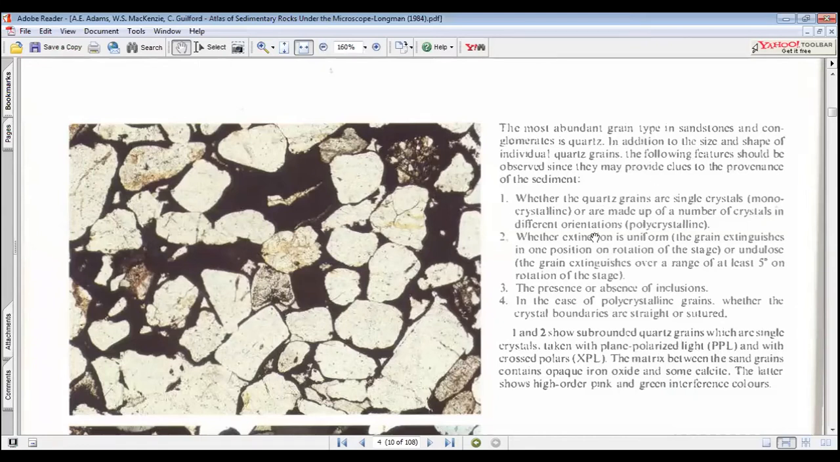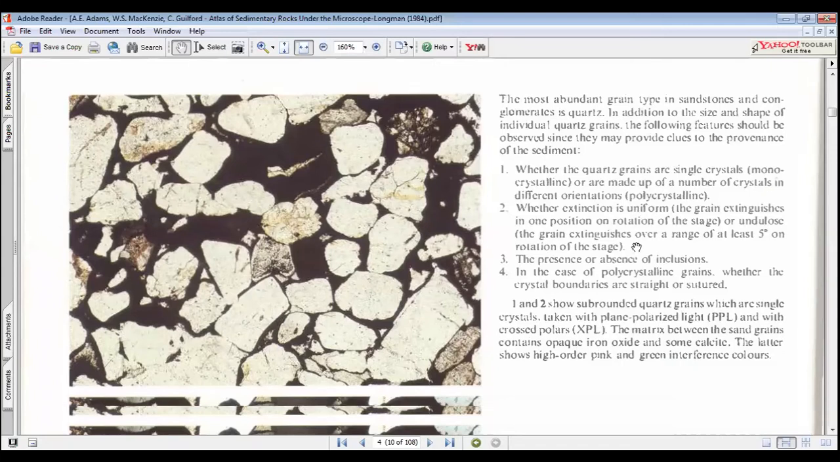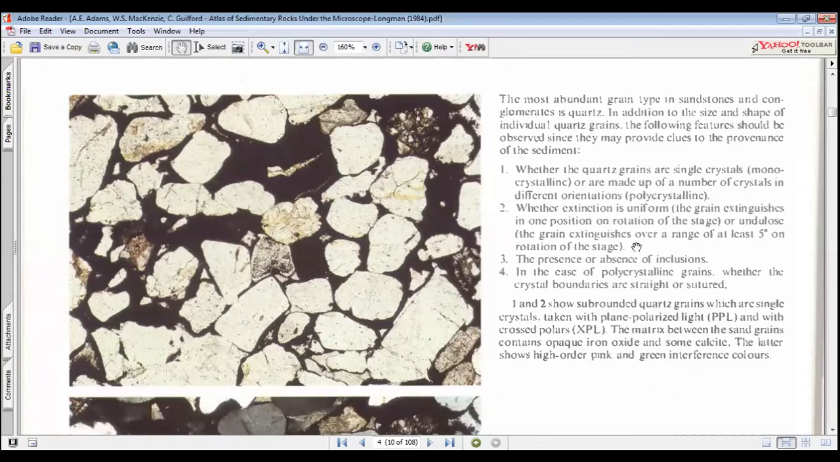And how we identify that there are different crystals? Extinction will help you, when you rotate the stage. If the whole grain goes into extinction, it means the crystal is monocrystalline. But if part of the crystal goes into extinction and part of it doesn't, then it means it is made up of more than one crystal. And there can be presence of inclusions.